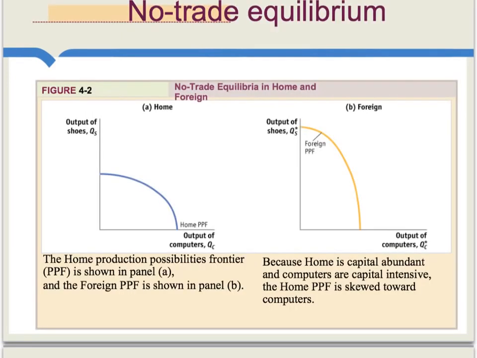It's easiest to see a proof of the theorem in graphical terms, and here we're outlining the two production possibilities frontiers for the two countries. Here is the PPF for the home country, here is the PPF for the foreign country, and you'll find that, according to our assumptions, the PPF for the home country skews toward output of computers, because the home country has more capital. The PPF of the foreign country skews toward the output of shoes, and thus it has this different slope, and that is related to the assumption that the foreign country has a lot of labor and can make shoes more readily.